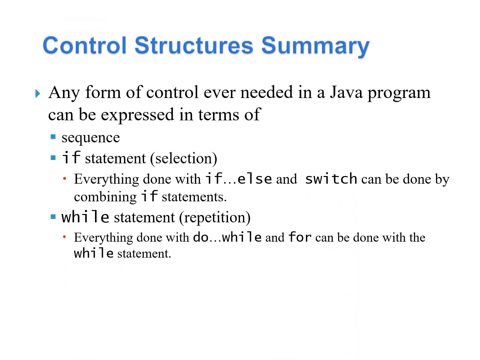However, we don't need all the structural statements supported in Java. Any form of control ever needed in a Java program can be expressed in terms of sequence, the if statement, and the while statement. The simple if statement is sufficient to provide any form of selection because everything that can be done with the if-else statement and the switch statement can be implemented by combining if statements. The while statement is sufficient to provide any form of repetition. Everything that can be done with do while and for can be done with the while statement.